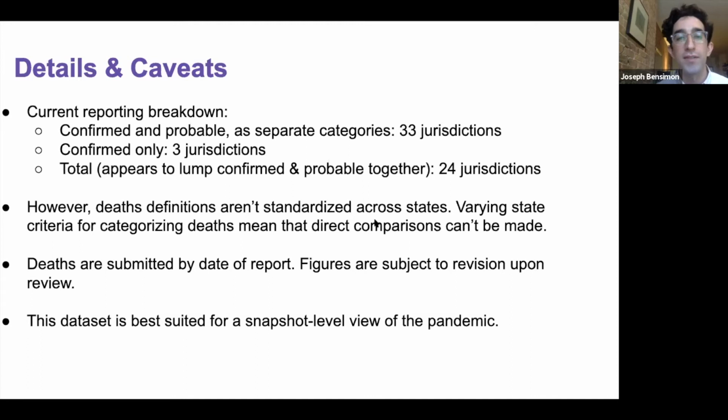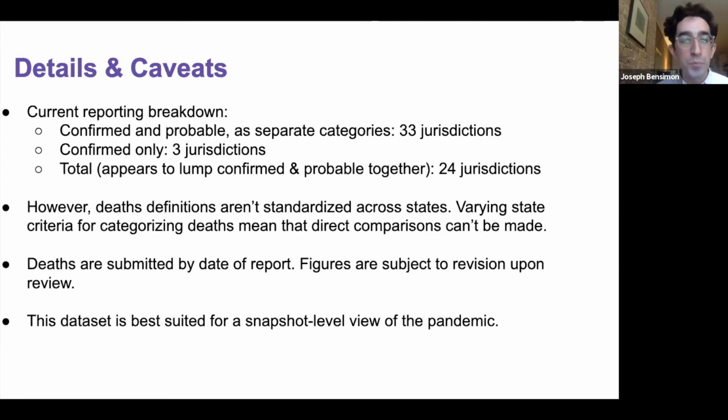So again, we want to stress that the definitions in this data set aren't standardized, even though on the CDC's website, there is a point at which they say that it is standard data. That's a part which could be improved. We can talk about improvements later. Other information about the deaths: they're submitted by date of report, meaning states are reporting them as they're happening, and all these figures are subject to revision as states review the data and think about what the proper categorization for everything is in a more set way.